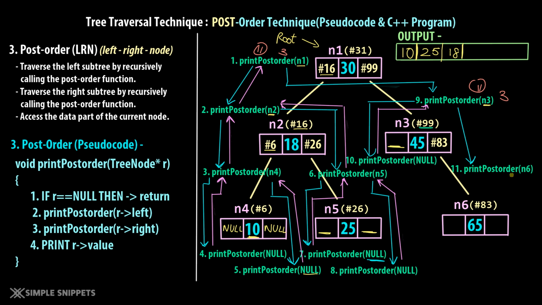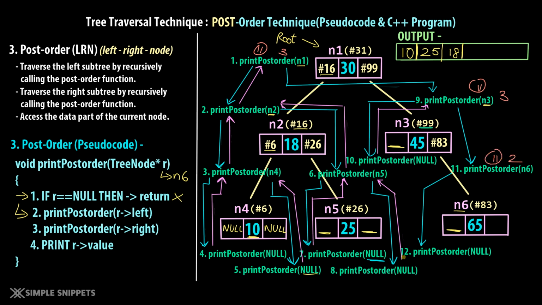So for 11th print post order with the node value of n6, r is nothing but going to be n6. First step, we check if r equals to null. No, r is not null because r is n6. So we go to step 2. In step 2, we say print post order r of left. What is there to the left of n6? It is null. So a 12th print post order is called from 11th print post order. So 11th print post order goes in a pause state at step 2.